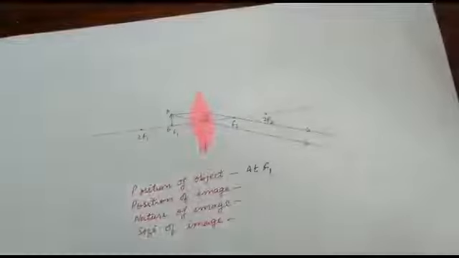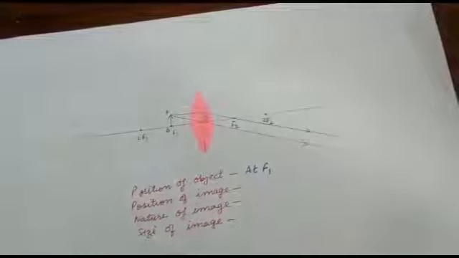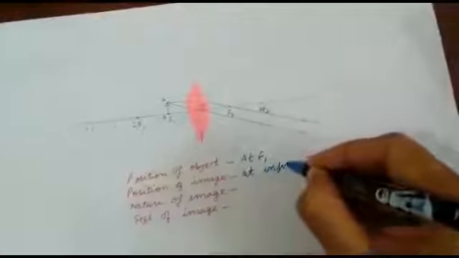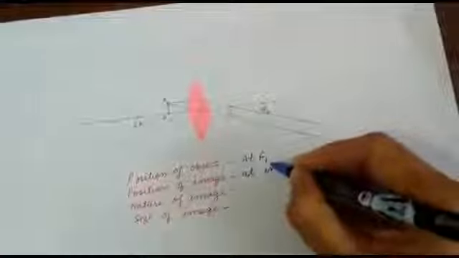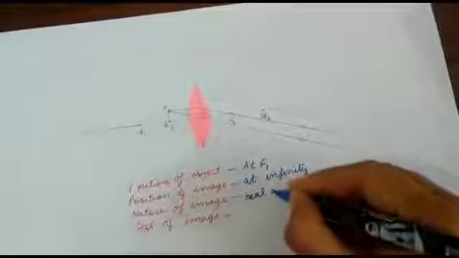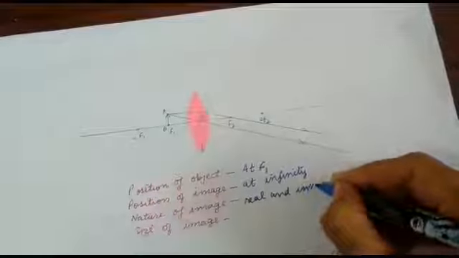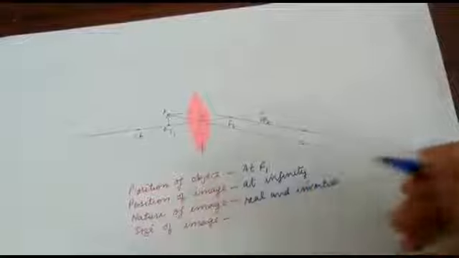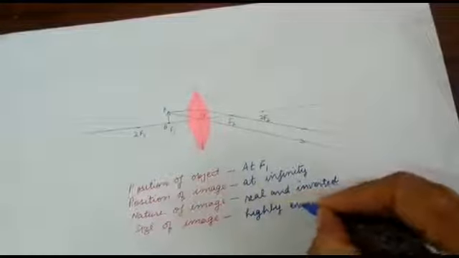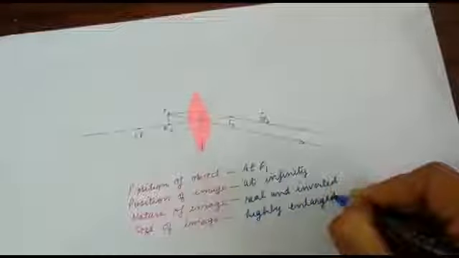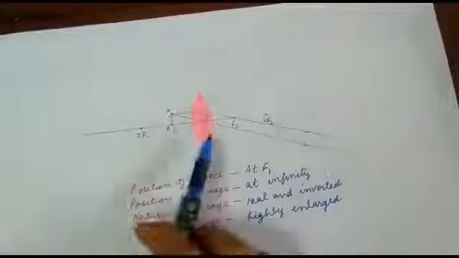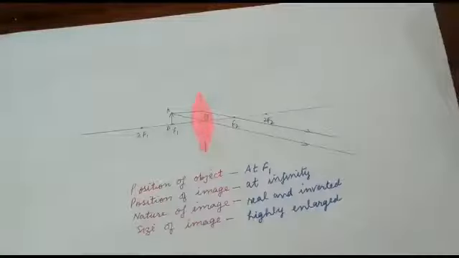So the image will be formed at infinity. Nature of the image is real and inverted. Size of the image is highly enlarged. So we can see that as the object is moving towards the lens, the size is increasing.